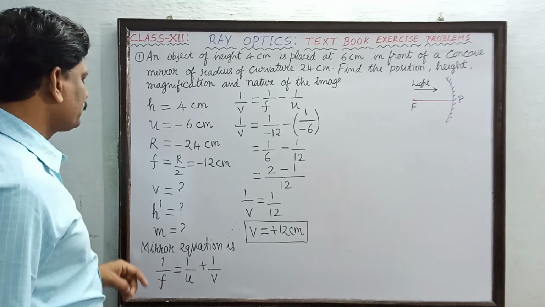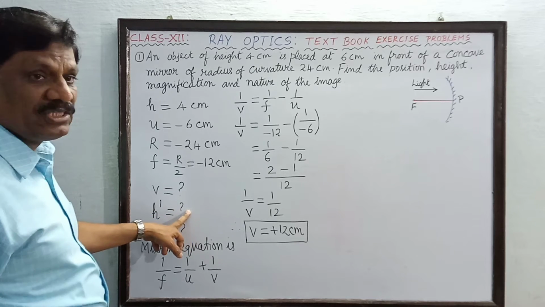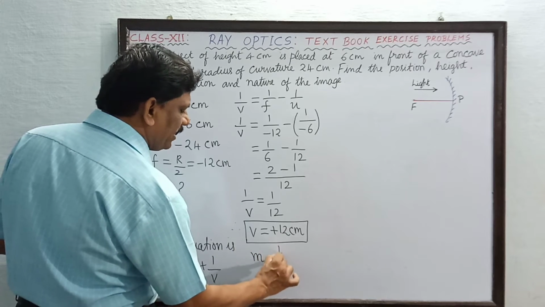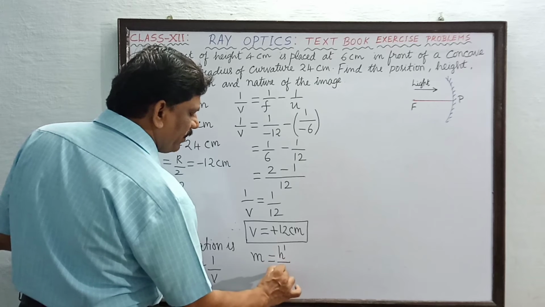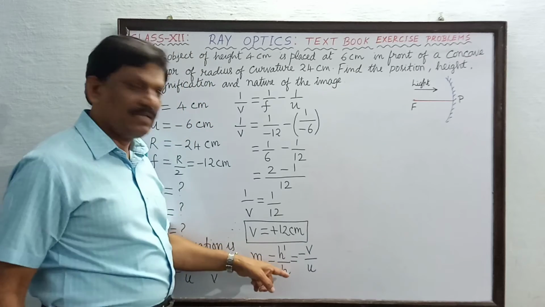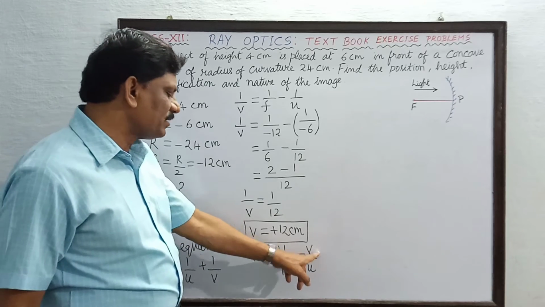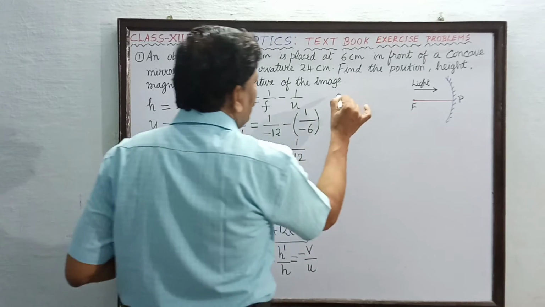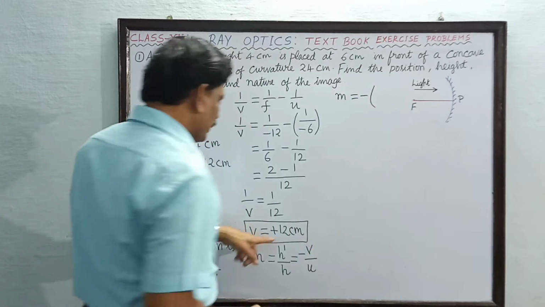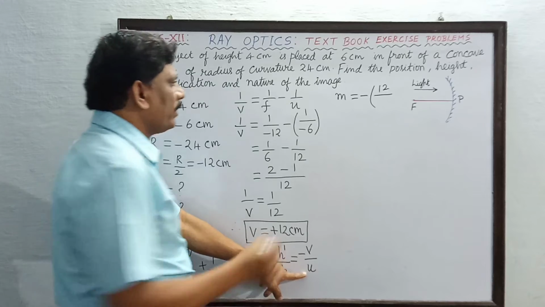Now what is the next? Magnification, then h dash. Now magnification of the mirror. See, magnification m is equal to either h dash by h, or this is also equal to minus v by u. Understand? Minus v by u. So magnification is asked here. I will write this expression, minus v by u. So magnification m is now equal to minus of v, which is plus 12, divided by u, which is minus 6.